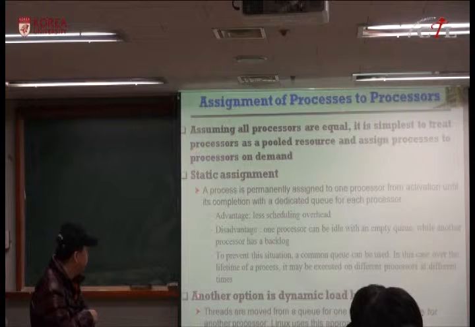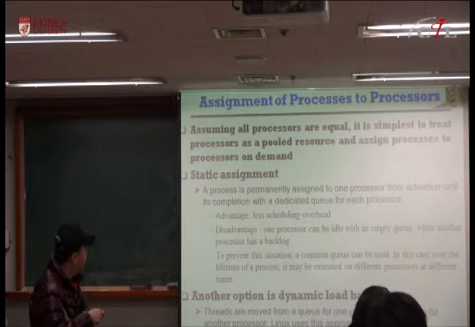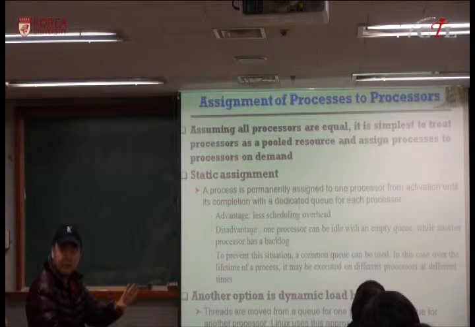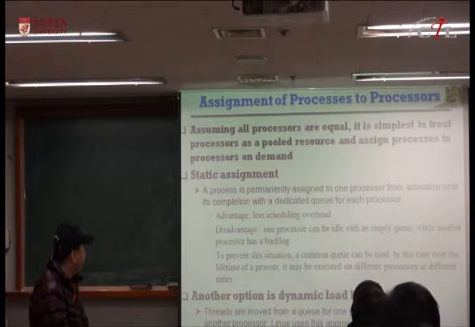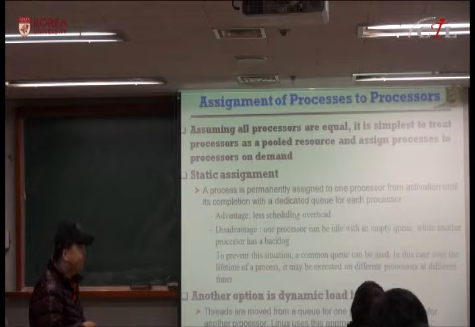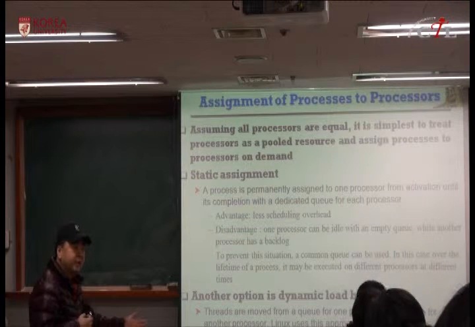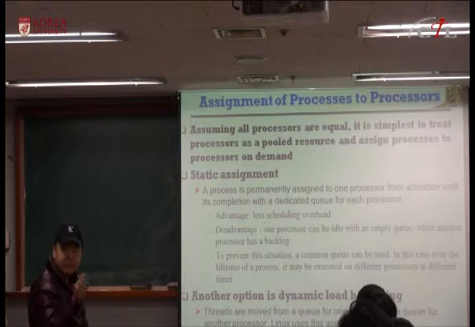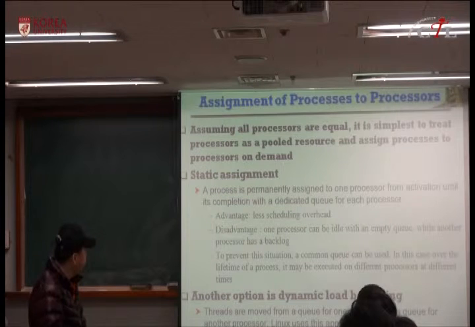We can consider two different options. One is static assignment, the other is dynamic. Static assignment is a process is permanently assigned to one processor from activation until its completion. So this means we have a dedicated queue for each processor. Okay, so after we assign process to one processor, it remains there until its completion. Okay, this is called static assignment. So the advantage is scheduling overhead is small, because after we assign, we don't have to do any other scheduling. Disadvantage, sometimes one processor can be idle with an empty queue, while another processor has a backlog. Backlog means there is a queue waiting. Many processes are waiting, because after assignment, it cannot move to another queue, right? It should be dedicated to that processor. So this is quite simple, but the disadvantage is in terms of load balancing, it may not be good.